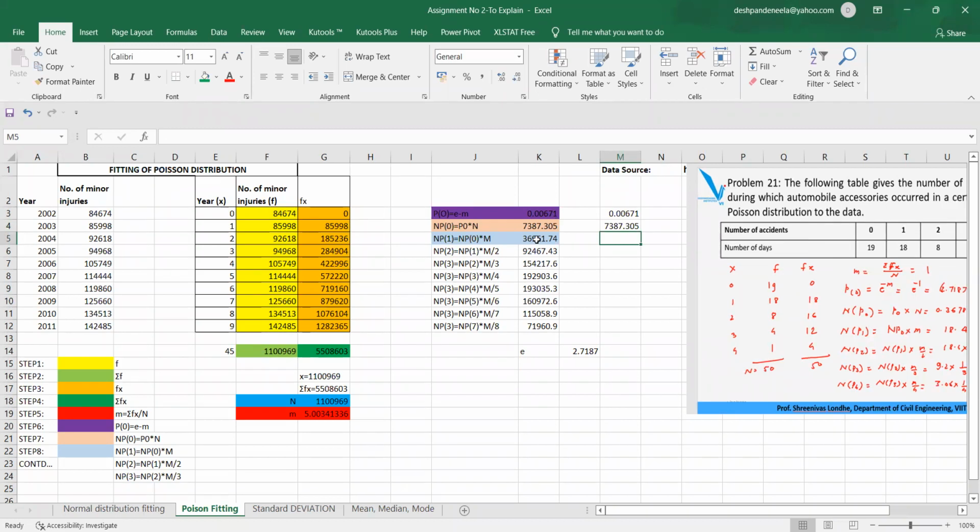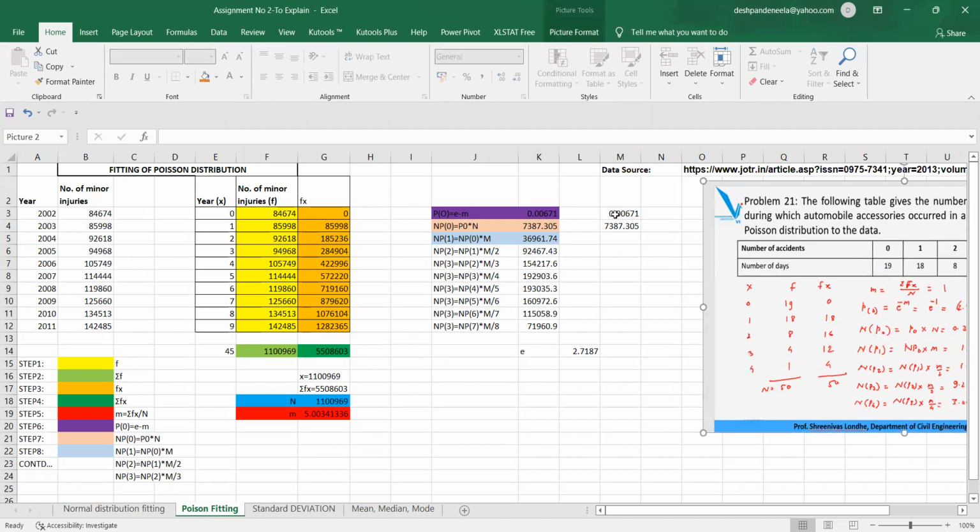Now what is the next one? NP1, it will be NP0 into m. Now how much is m here? 5.003413. It's already given to you. And into NP0, which you have calculated. Similar way, when you go to NP2, it will be NP1 into m divided by 2. If you go to NP3, it will be NP2 into m divided by 3. So on and so forth till you come to the last.